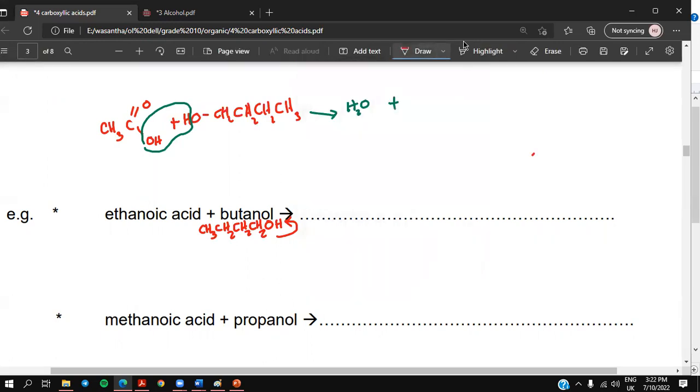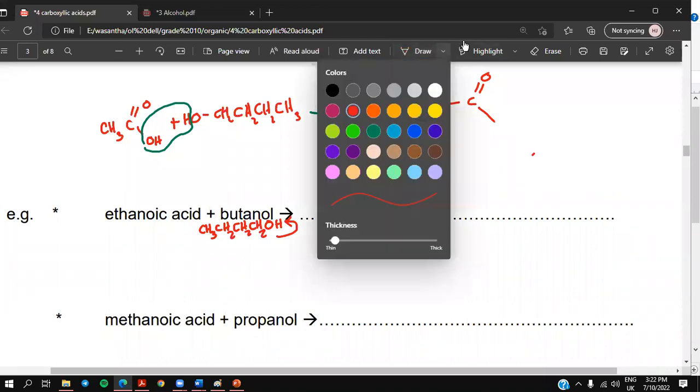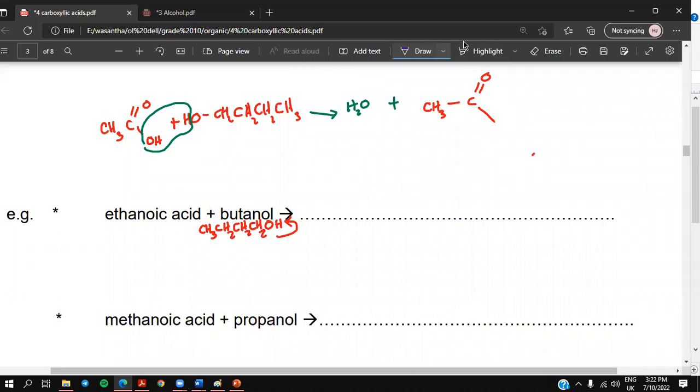First, I will take CH3CO and it connects to this oxygen. I will take a different color for this so that you can see clearly how the two compounds have reacted. Oxygen, CH2, CH2, CH2, CH3.